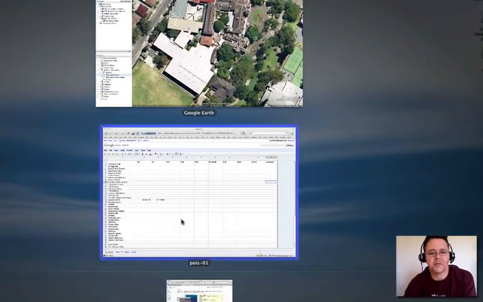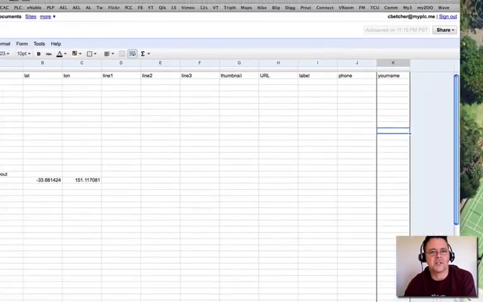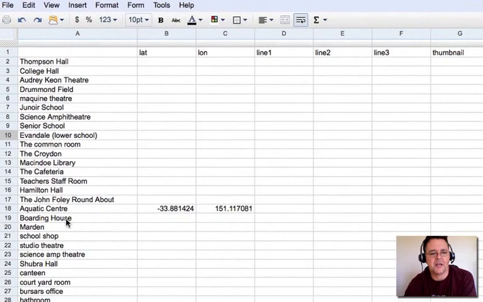Now, I'm just going to flip over to here. You recognize this, this POI chart here. So you can see the aquatic center is minus 33. Now sometimes instead of north or south we use the minus. So we are minus 33 degrees 0.881424 degrees south, or minus, from the equator, and we are 151.117081 degrees east from the prime meridian, or the line that runs through London.